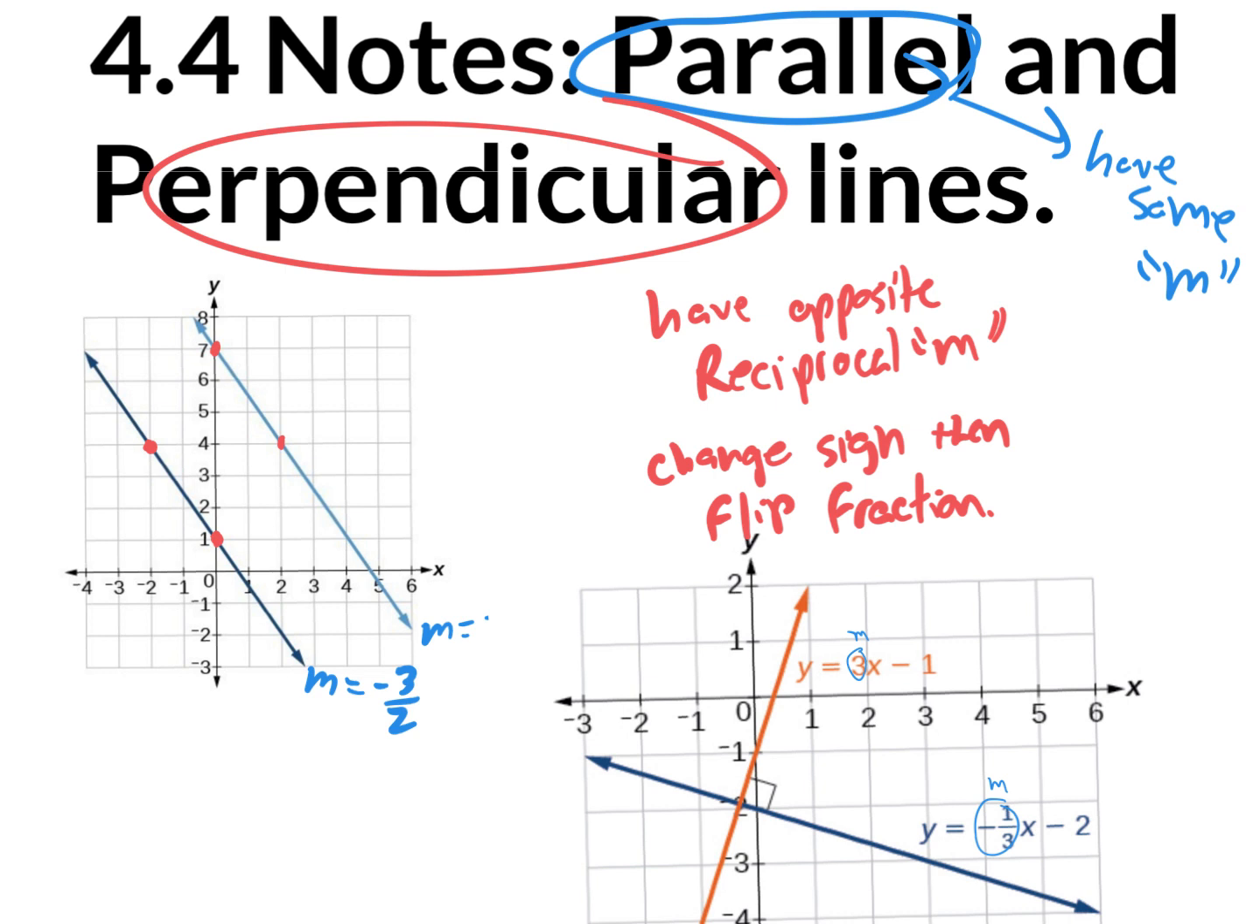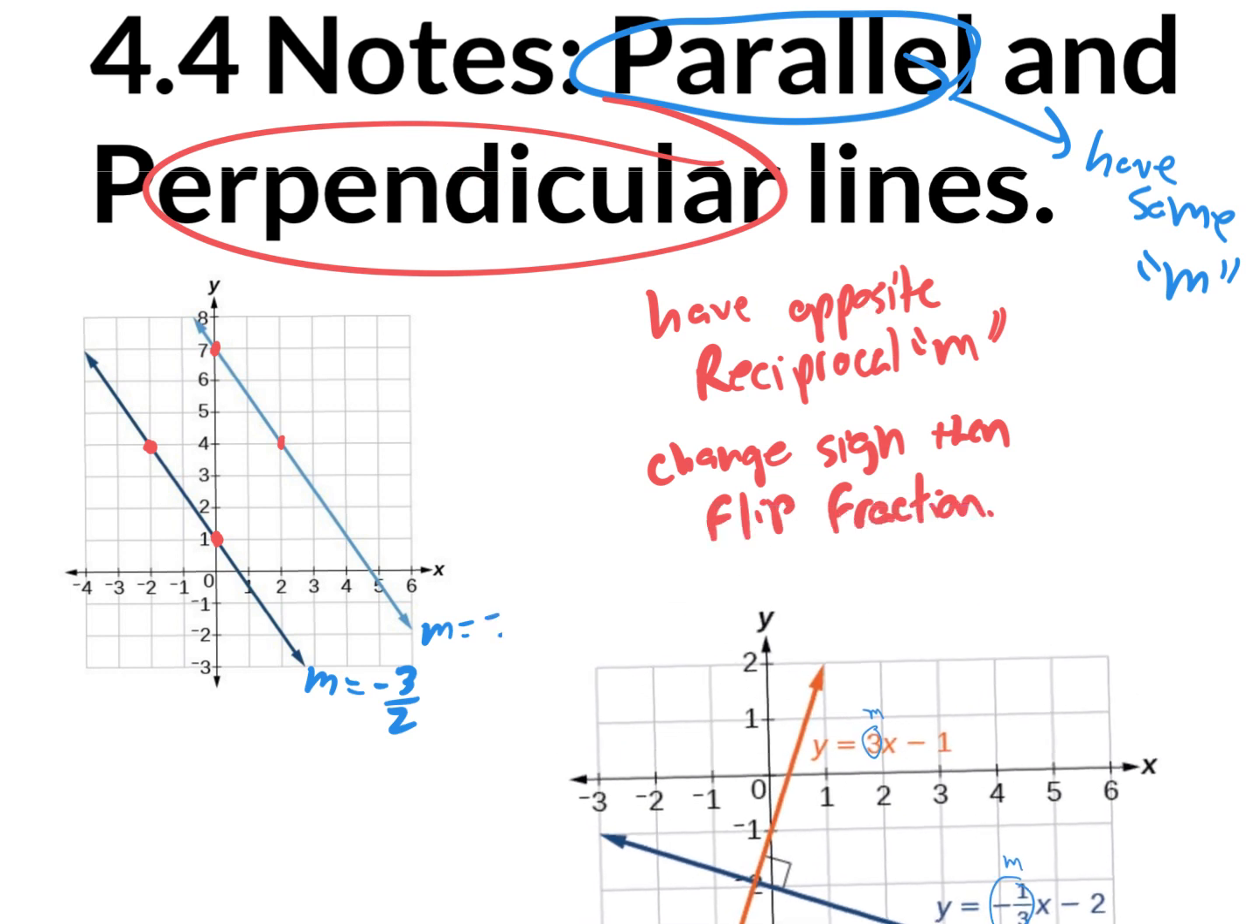So the two things that you need to learn today are that parallel lines have the same slope, and perpendicular lines have opposite reciprocal slope, which means that you change the sign and flip the fraction. Okay? And that's the lesson for the entire day. However, we do have some notes.